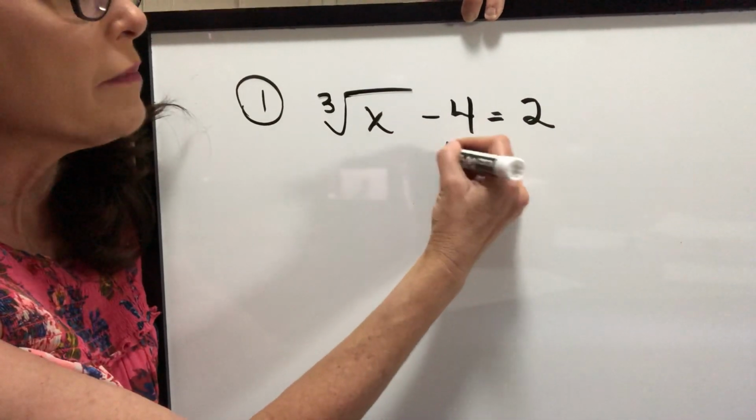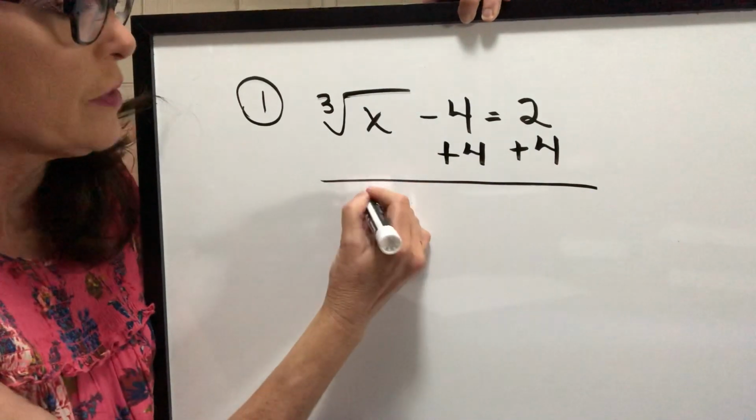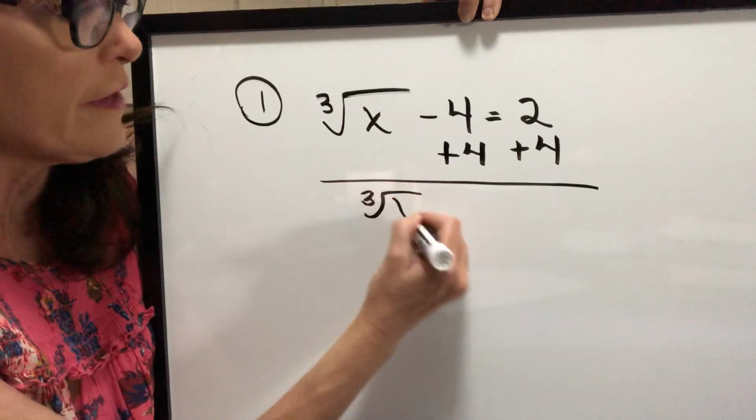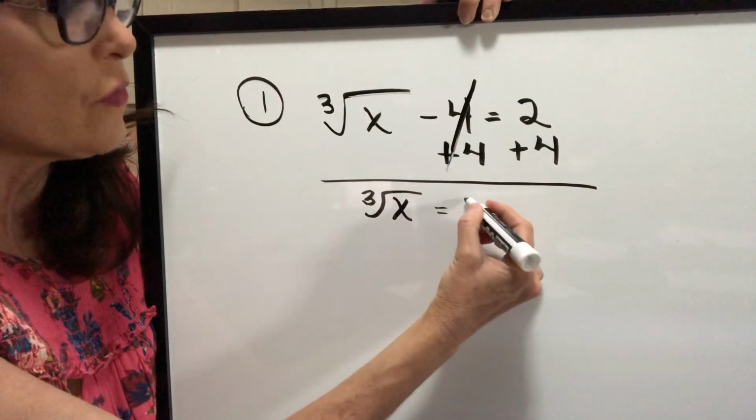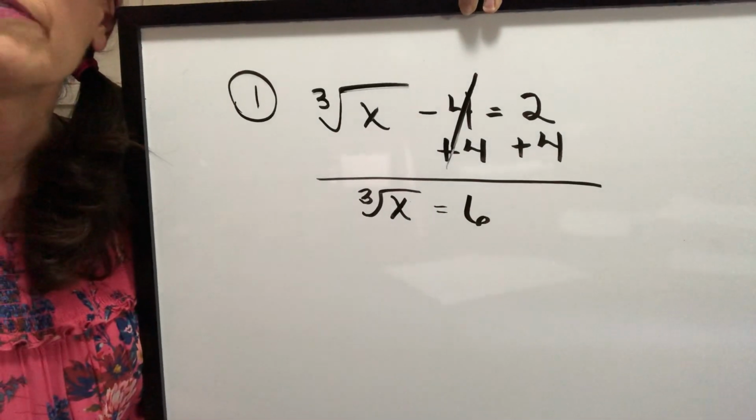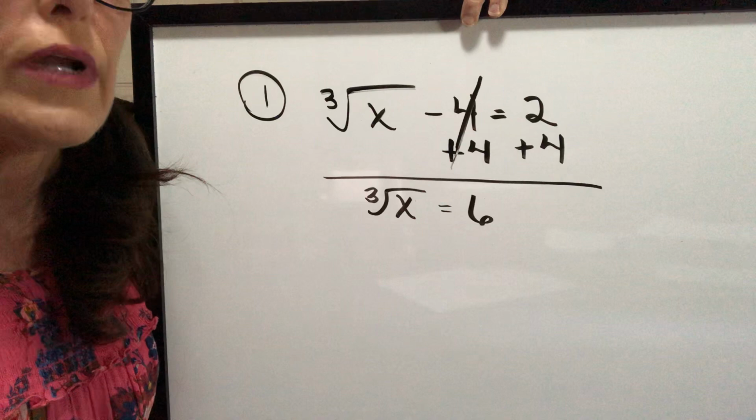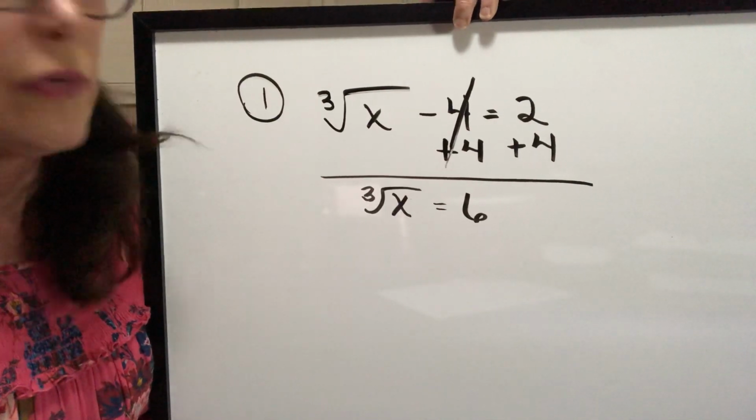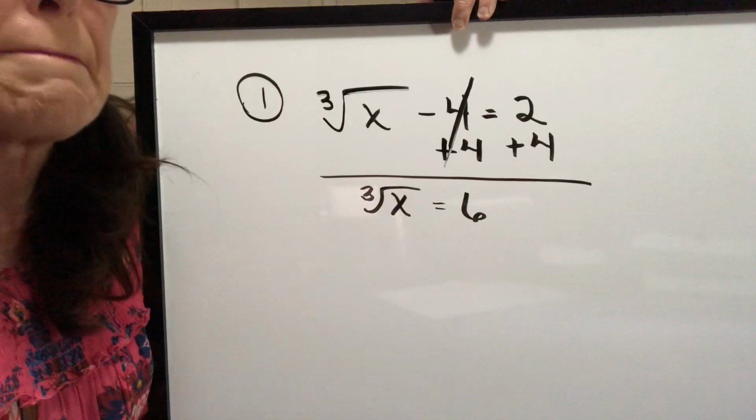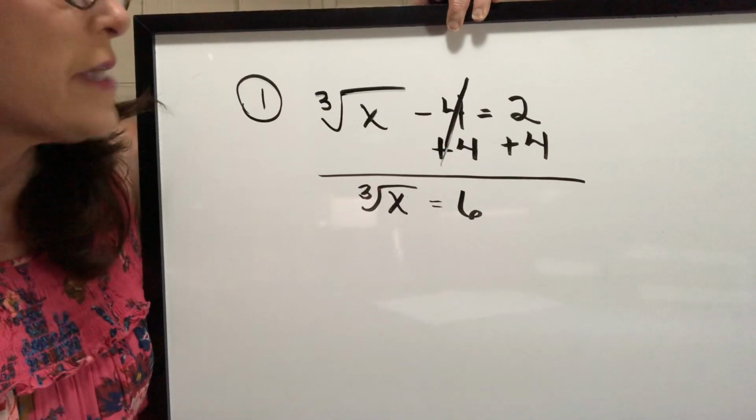So I'm going to begin by adding 4 to both sides. So I would still have the cube root of x. The 4's would cancel out, and then 2 plus 4 is 6. So I have cube root of x equals 6. So the second step in the bullet points, we don't have to do that. That tells you what to do if you have 2 radicals in your equation, but we only have 1, so skip that step. So then it says we're going to raise both sides of the equation to the same power.